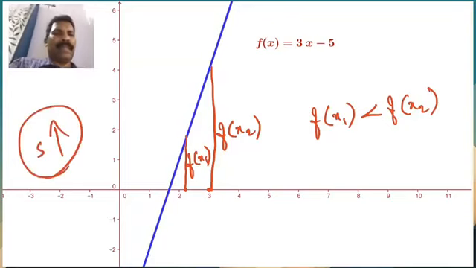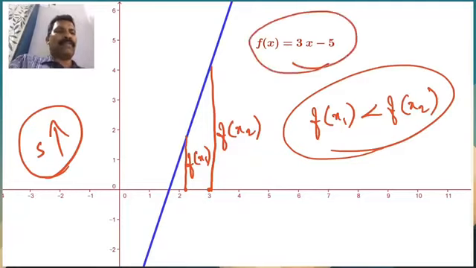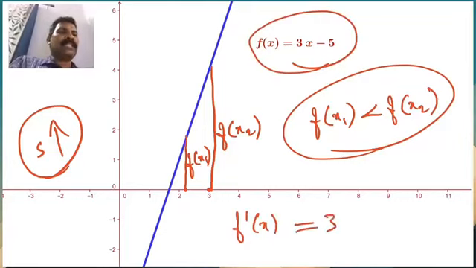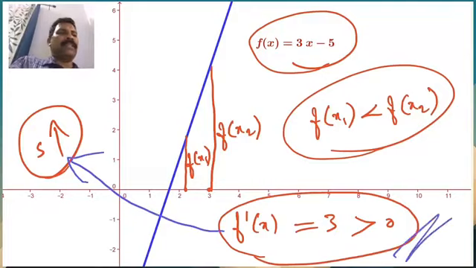But at the same time, calculus can help you without drawing this graph and checking whether f(x1) is less than f(x2) every time. That would be a time consuming process also. Here you simply take the function, then find f'(x). That is 3, and 3 is positive, and derivative positive means the function is strictly increasing.